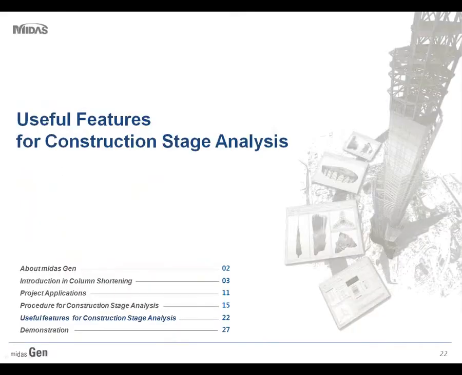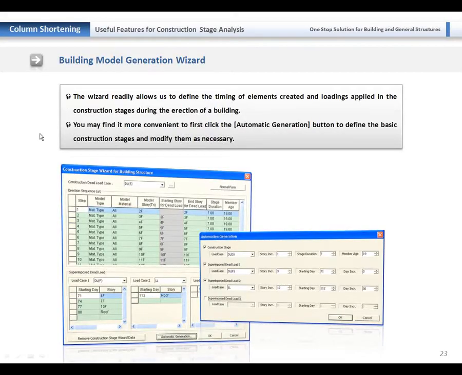I would like to explain some other useful features for the construction stage analysis. First of all, Midas Civil provides the building generation wizard for the construction stage. So using this wizard, by simply specifying the load case and story increment, duration, and member age, the program can automatically consider all the stages, and then the stage data will be generated. So for this, we will also check it during the demonstration.